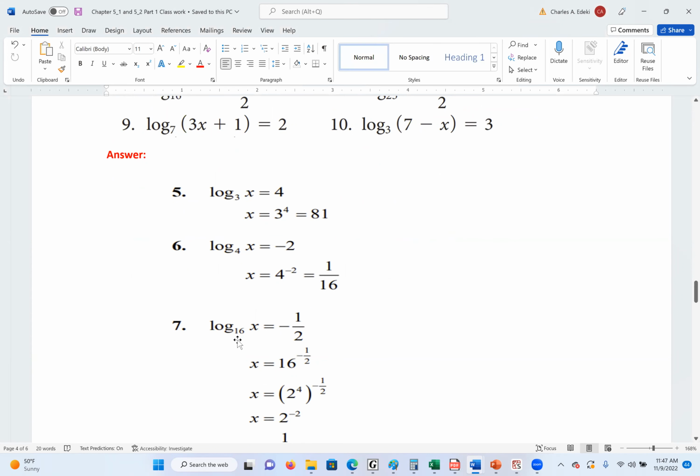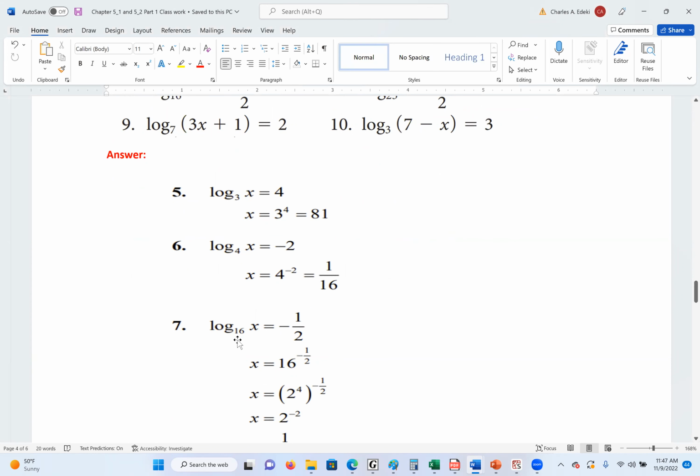We get 3x, 1 will go to the right side. So we get 49 minus 1. 3 is multiplying x. So when it crosses the equal sign, it's going to divide. And our final solution will be x equal to 16.